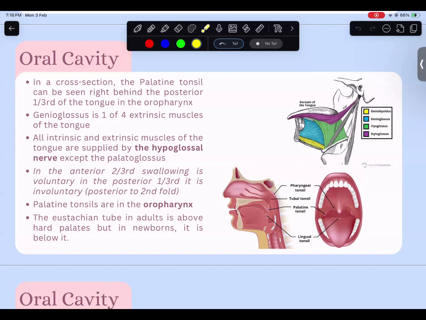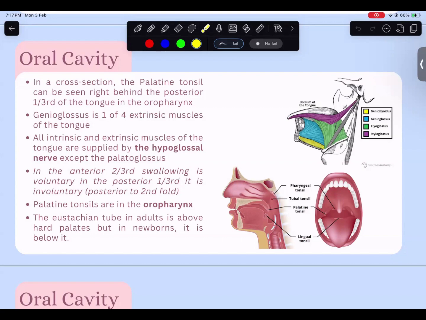We also have the intrinsic and extrinsic muscles of the tongue, which are supplied by the hypoglossal nerve. Now, can someone in the chat tell me which cranial nerve is hypoglossal? Guess you took this in FND. 12.